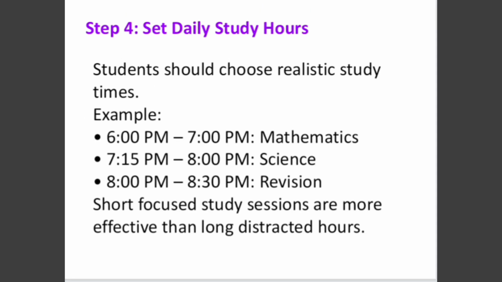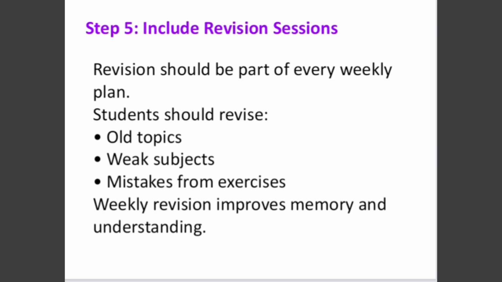Then you set your daily study hours. You may want to study for 30 minutes, 1 hour, 2 hours, or any time you want. So you have to choose the hours that you're going to be free to study. Let's say Monday you have studied math, so you want to have time for math, maybe 6 o'clock to 7 p.m. And the next subject you want to study from 7:15 to 8, and maybe 8 to 8:30 for revision. Depending on what you want, you always have to include revision sessions after you study. Every single day you have to make sure you do revision on the topic you studied.